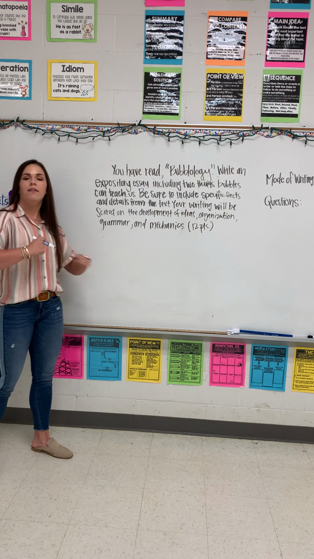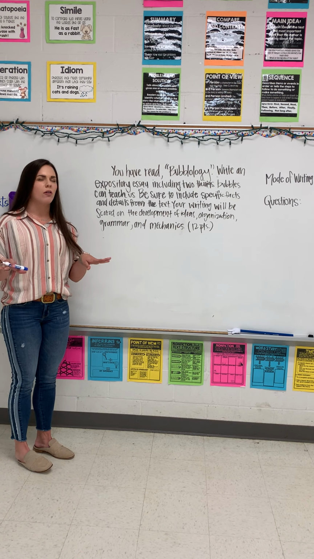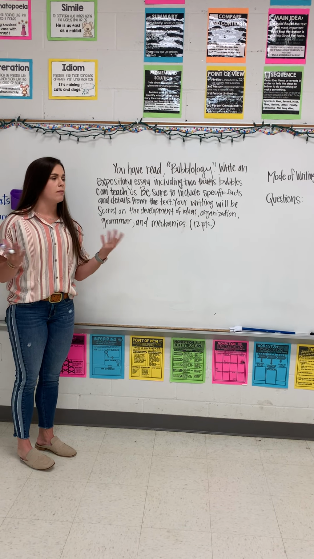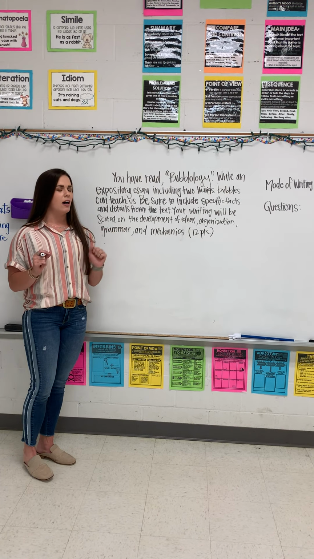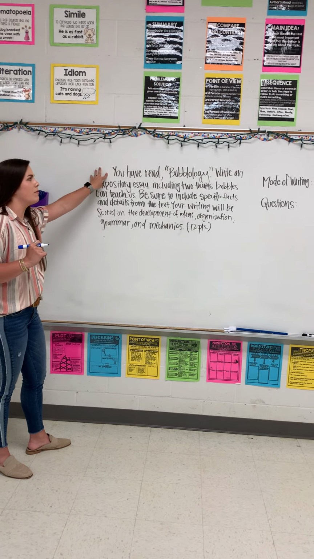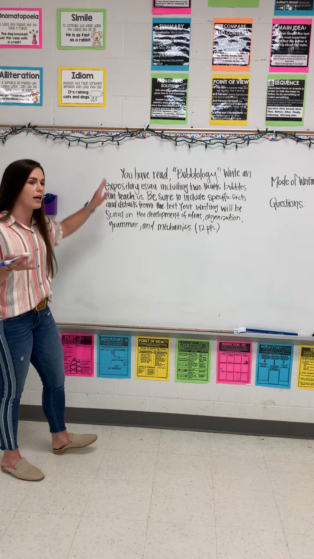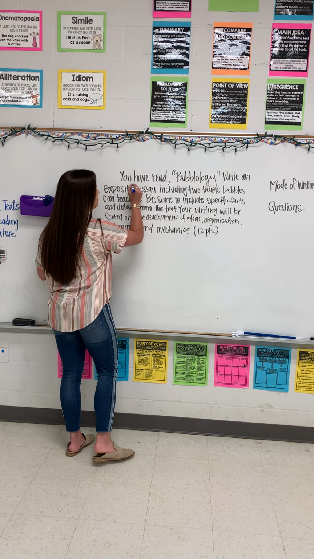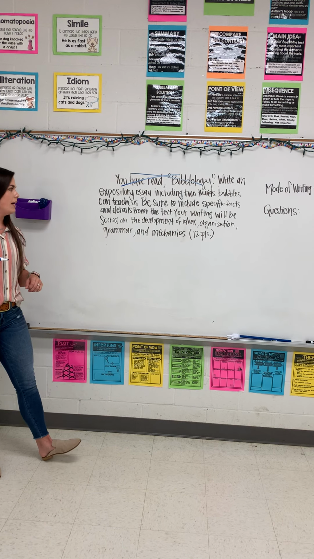Okay, so when we have a writing prompt, there's 2 things that we can go ahead and mark off automatically because we don't need them. They're something that we see all the time with our writing prompts, and y'all already know this by now, okay? This first sentence, you have read bubbleology, okay? I already know that. We already read it, okay? We read it together with Miss Kaylee. So let's mark out that first sentence, okay?